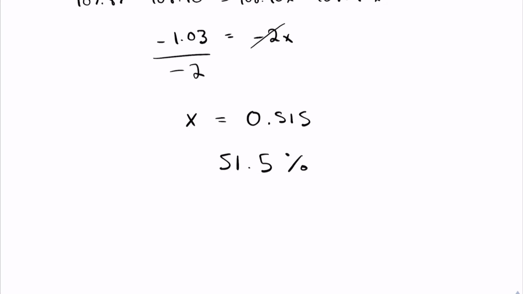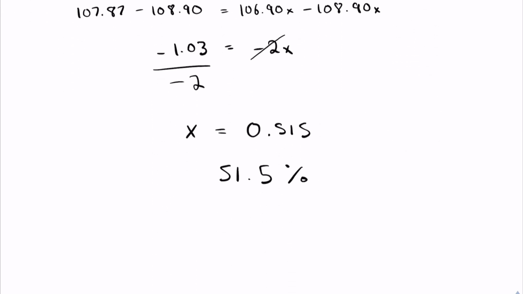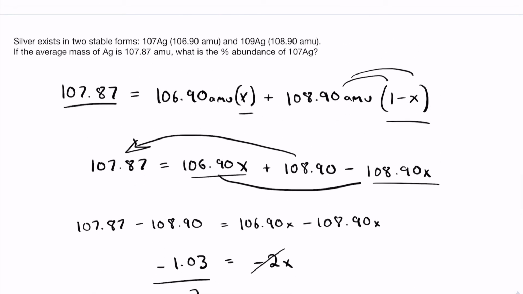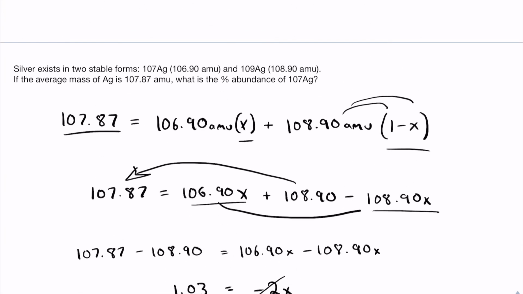Now we can verify this by plugging it back into our original equation up here. So let's do that now. Now all we have to do is simply sub in for x. We get an answer of 107.87 AMU, which, comparing back from the beginning, is the average mass that we had initially. So that means that this is the correct answer for x, which is going to be the percent abundance for this first isotope.